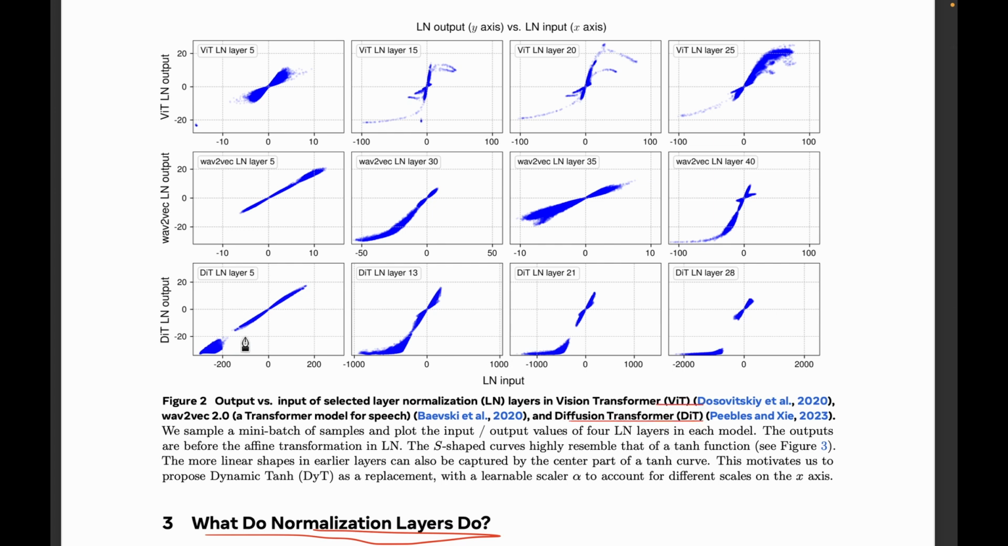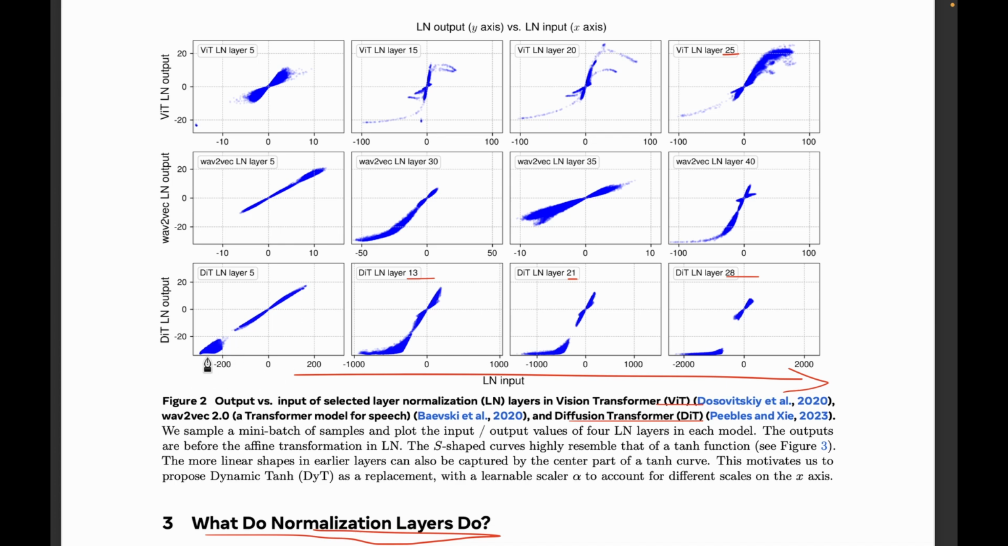and they took the outputs of different layers, right from early layers like layer 5, and they went all the way up to layer 13, layer 21, and layer 28. In the case of the vision transformer, they went up to layer 25. Basically, they examined what happens if we go deeper into the network, and they observed something interesting.